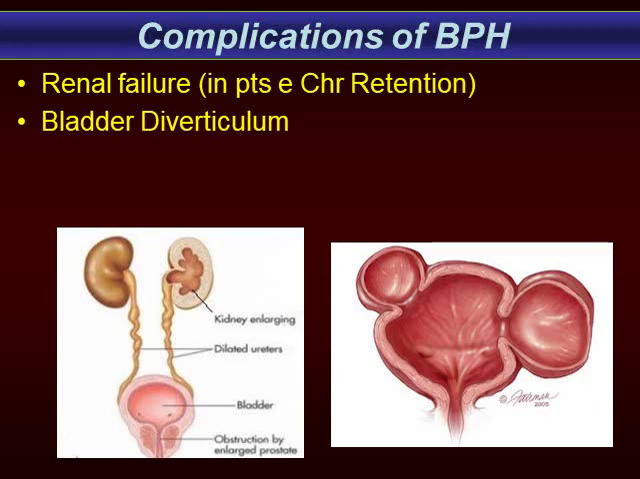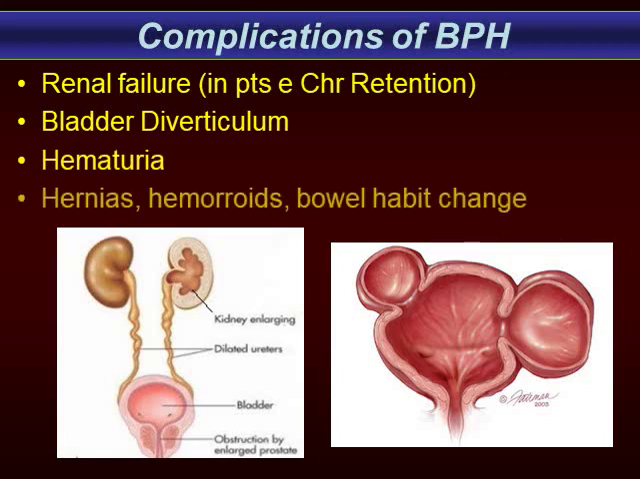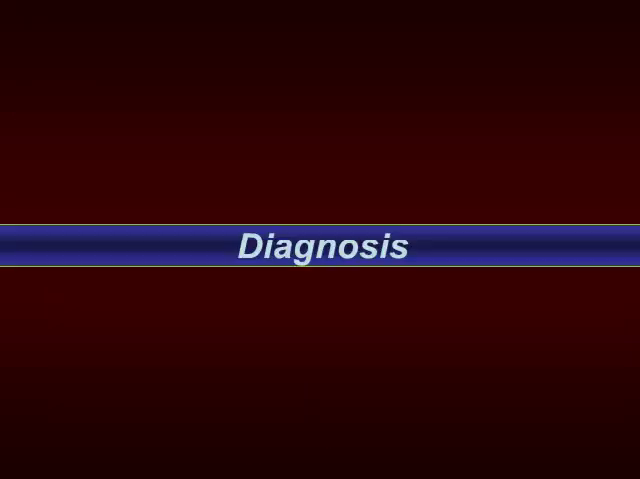The problem with a diverticulum is that when it is filled with urine, it can't empty itself because it has no smooth muscle in its wall. So urine remaining in the diverticulum will be a source of infection and a focus for stone formation. Also, BPH is a common cause of hematuria in men above the age of 40 years. Also, straining due to urinary obstruction may predispose to hernia formation, hemorrhoids, or changes in bowel habits.